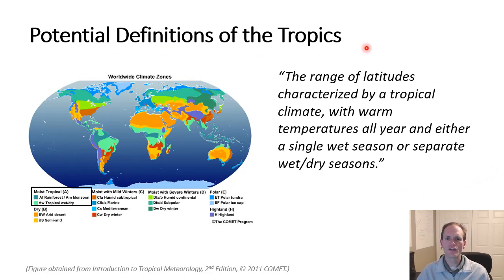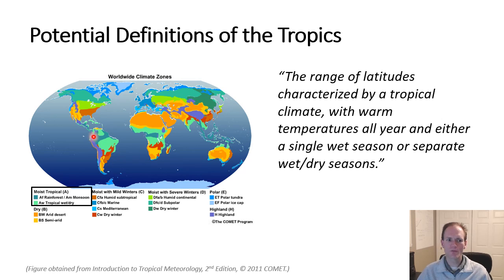So let's take a look at a fifth one, based here off of the climate zones of the world. So this is again a range of latitudes, in this case characterized by what we would call a tropical climate. Looking at the Köppen climate classifications here at left, we're looking at the A climates, the moist tropical climates, where there's warm temperatures all year round in all of these climate classifications, and either a single wet season, where we have AF, the rainforest, or AM, the monsoon climate classifications, or separate wet-dry seasons, the AW tropical wet-dry climate classification.